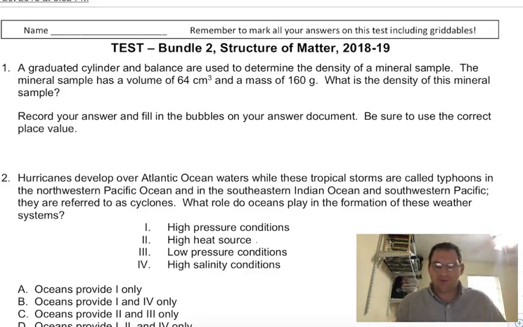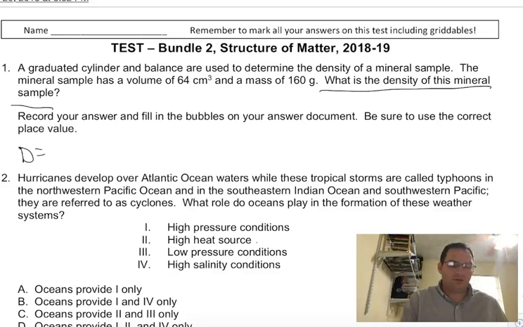All right, so first thing I want to do is see what is it asking for. It says, what is the density of this mineral sample? It's asking us for density. It's asking for the density, right? Once you see density, you want to write down the density formula. Density equals mass over volume. You also want to do the triangle.